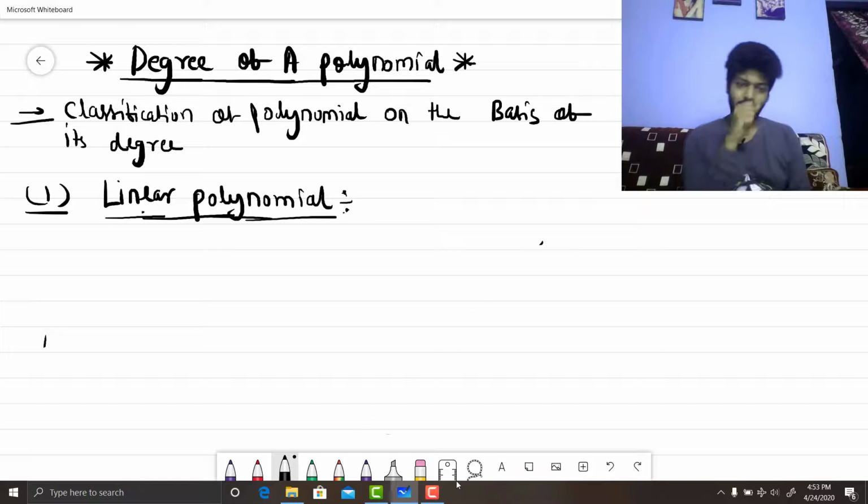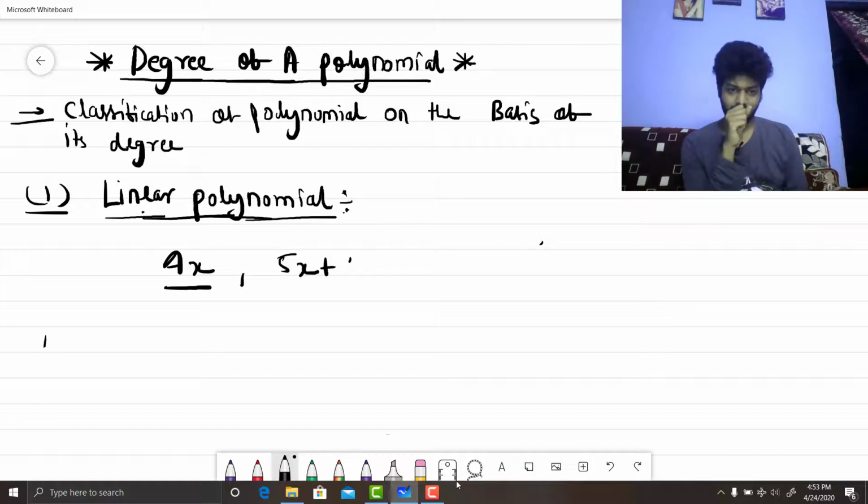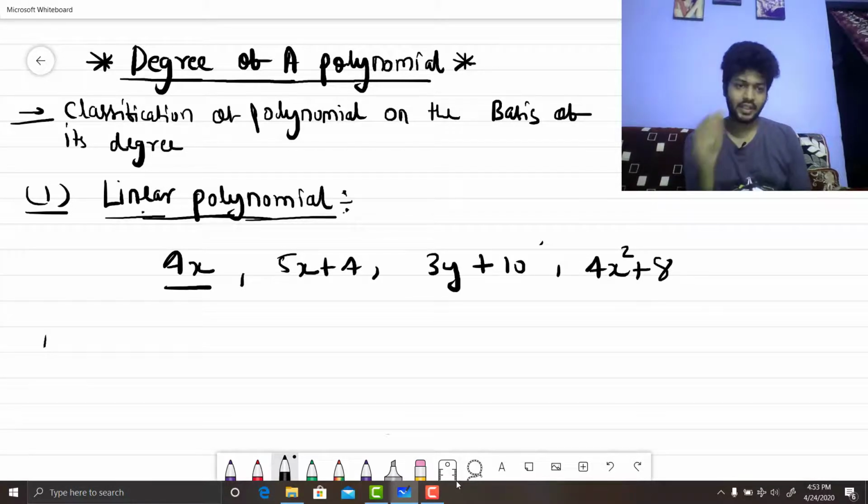So now think about this: 4x, 5x plus 4, 3y plus 10, 4x square plus 8. Now in these expressions we have to identify which of the following are linear polynomials.